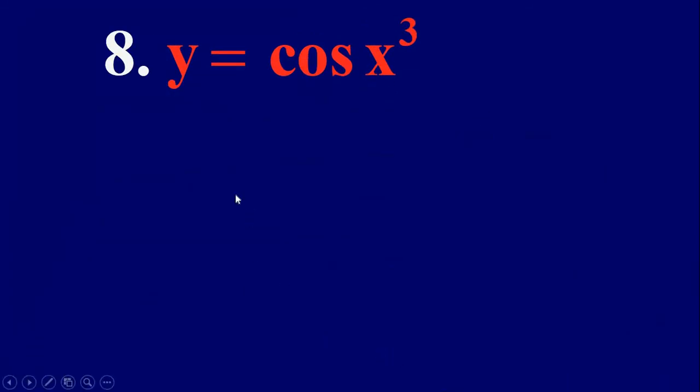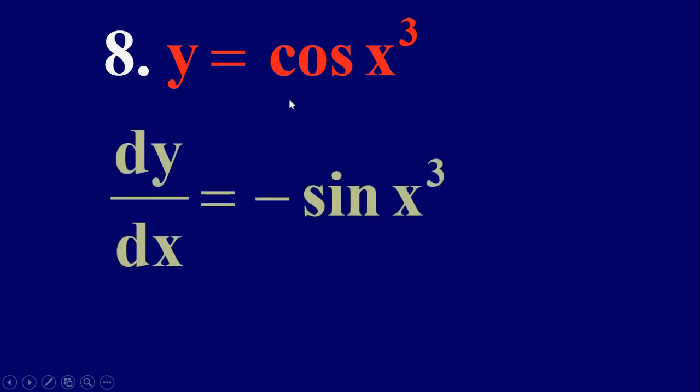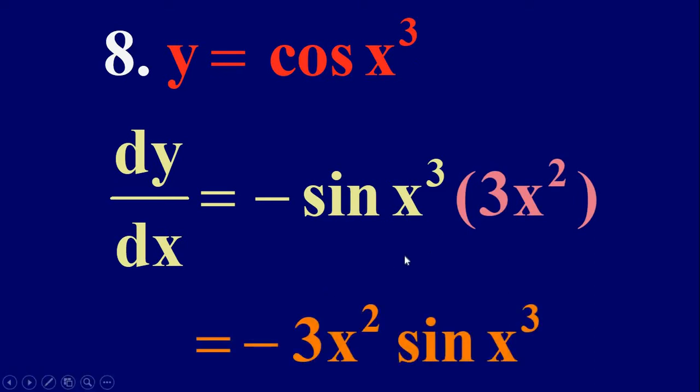Next one, y equal to cos x cube. Again here x cube. It is of the form cos. Cos differentiation is minus sine. So dy by dx is minus sine x cube. So in place of x we have x cube, and x cube differentiation is 3x square. X cube differentiation is 3x square. So we can write this as minus of 3x square into sine x cube.